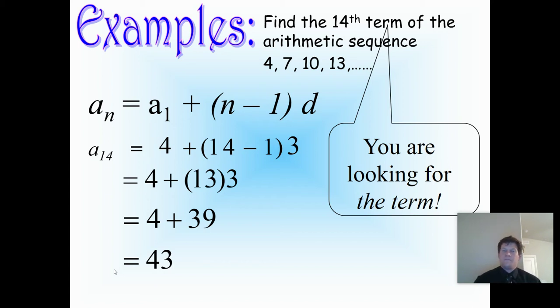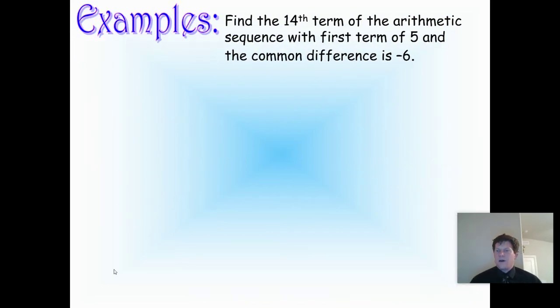Let's try another one. Looking at this example, it says find the 14th term, so 14th again, of the sequence with the first term of 5 and the common difference of -6. So this one will be a little easier than the last one. We don't have to look at the list of numbers to determine what the first term and what the pattern is. It's given to us right here in the problem. So let's plug it in.